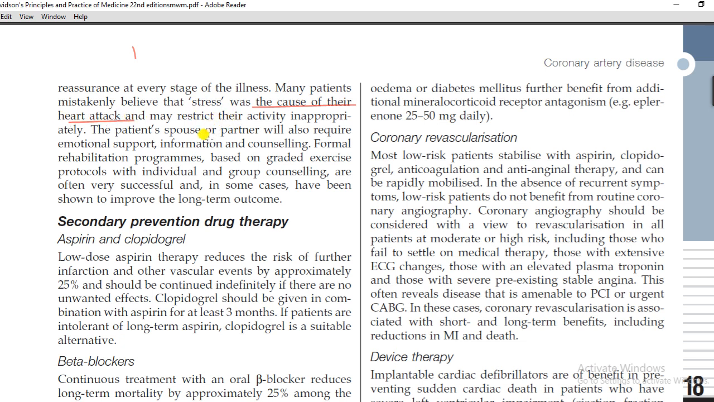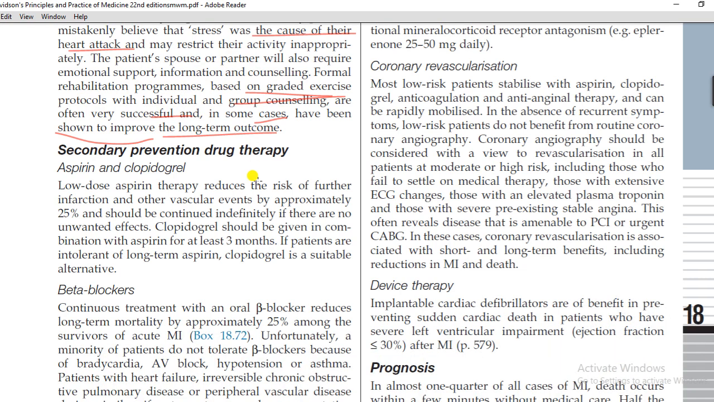The patient's spouse or partner will also require emotional support, information, and counseling. Formal rehabilitation programs based on graded exercise protocols with individual and group counseling are often successful and in some cases have been shown to improve the long-term outcome.